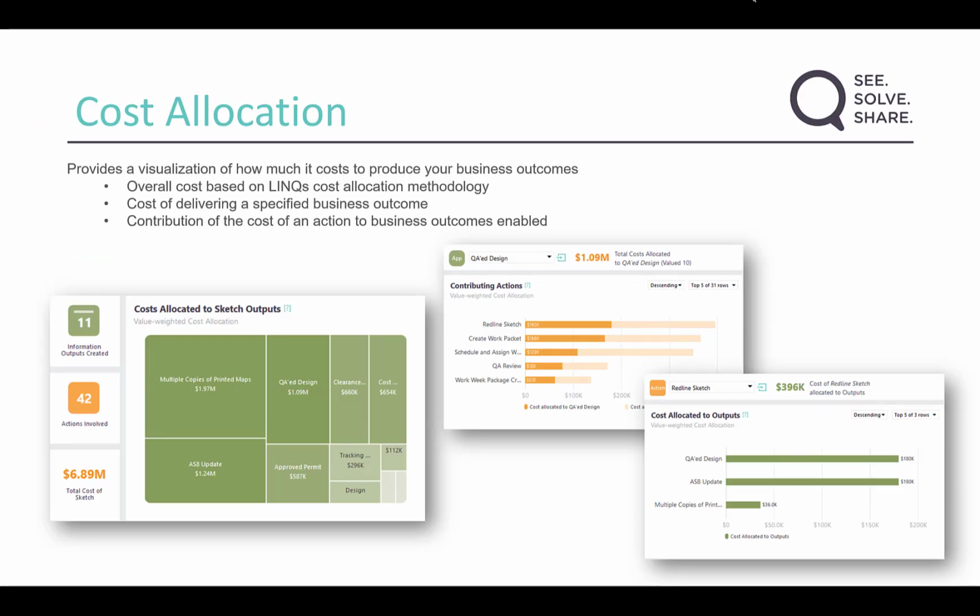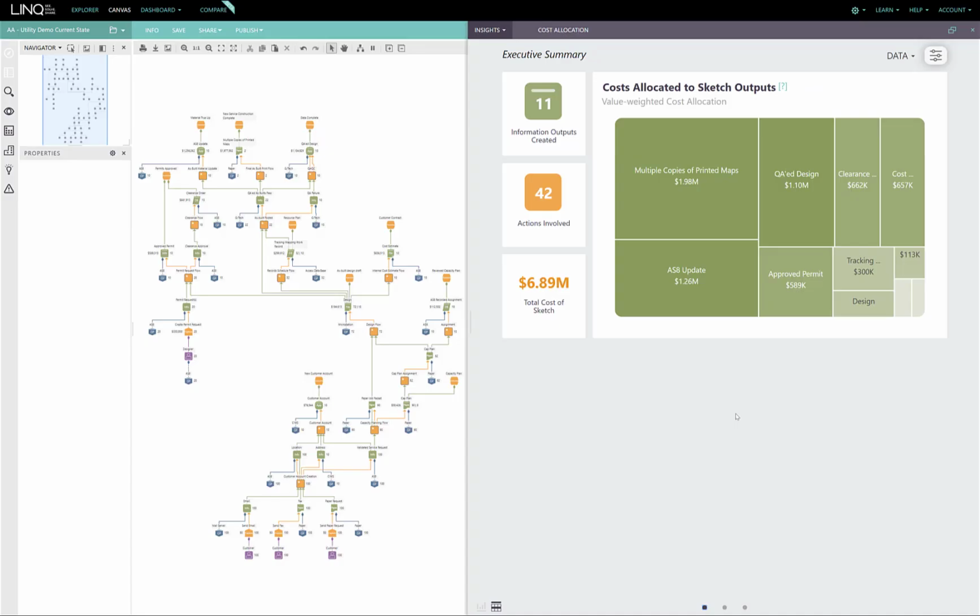The cost allocation insight helps us understand the cost of producing the information assets that we rely on in order to deliver our business outcomes. The cost allocation insight helps us understand the cost of creating our information assets. So here we can see the 42 actions involved. The total cost is $6.89 million. And this is how the action cost has been allocated to the creation of each information asset.